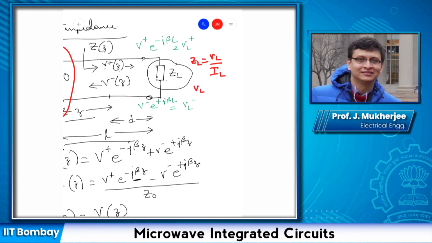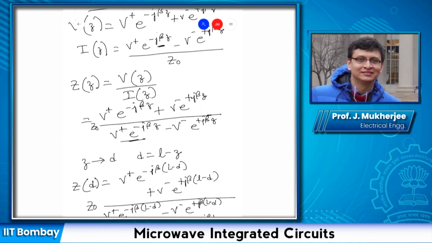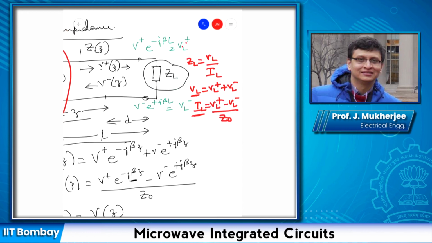So ZL is equal to V of L upon I of L. Now V of L is equal to V of L plus plus V of L minus, and I of L is equal to V of L plus minus V of L minus upon Z0. This is how the relationship is. Here these two waves, V of L plus and V of L minus, if they add up, they give V of L. If I subtract V of L minus from V of L plus and divide it by Z0, that should give me IL. And then the ratio of V of L upon I of L should be equal to ZL.